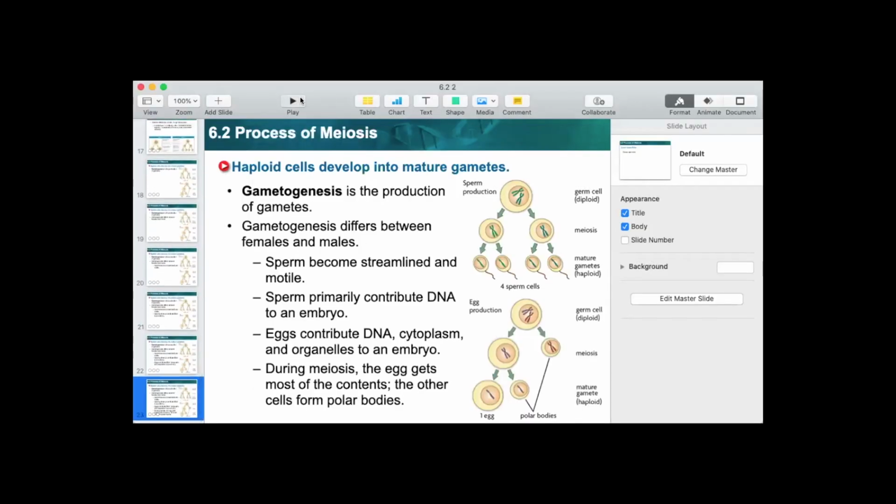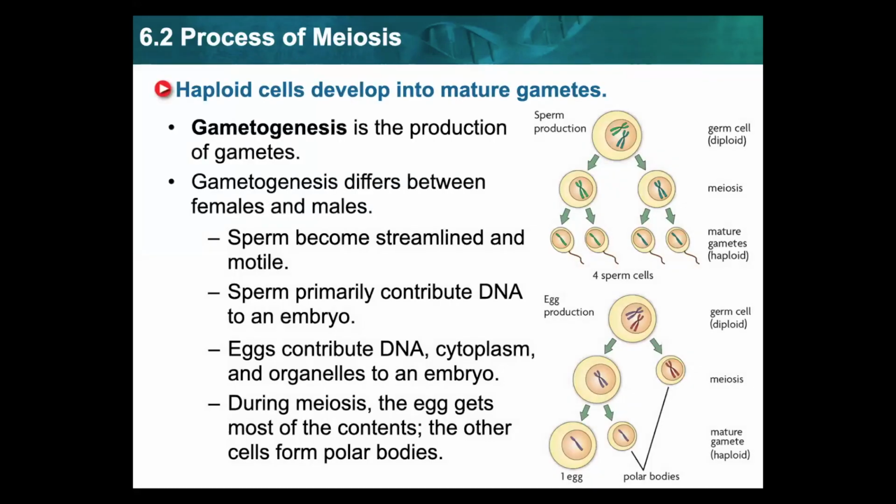So this process, sperm production is called spermatogenesis, and then egg production is called oogenesis. So oogenesis produces eggs, spermatogenesis produces sperm. They have similar processes where they're both meiosis, but the different kinds of cells produced at the end is what separates the two.